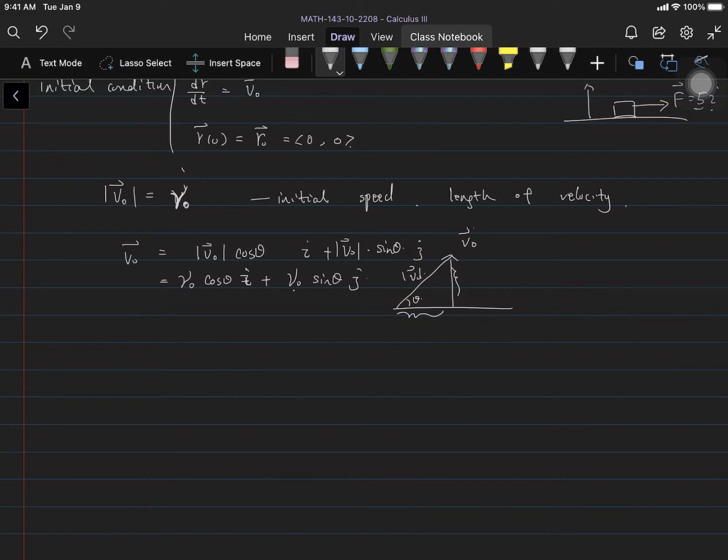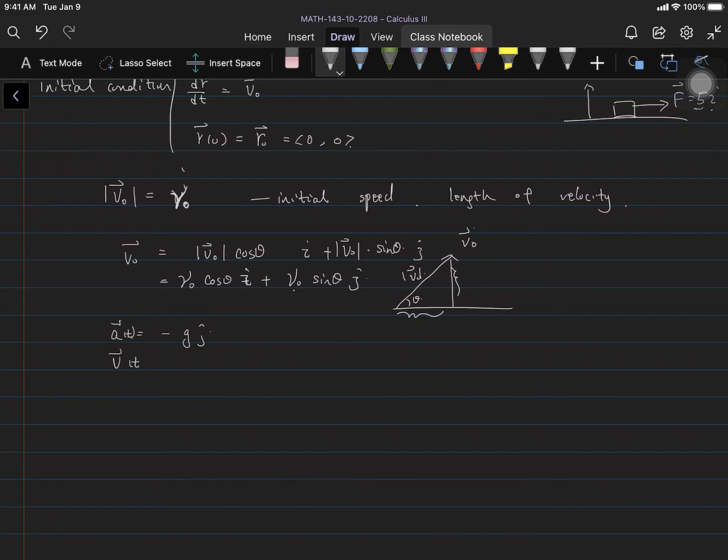And now let's take a look. We want to solve this differential equation. Okay, solve this differential equation. A is given. So let's see. A is negative g j. How do you find the v(t)?